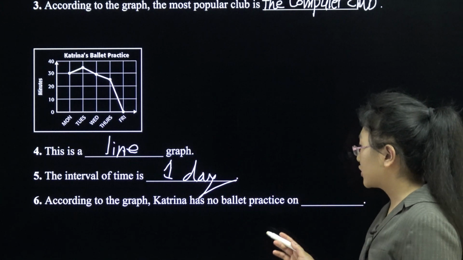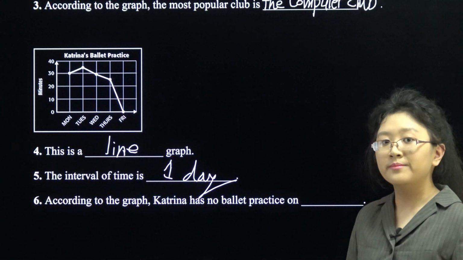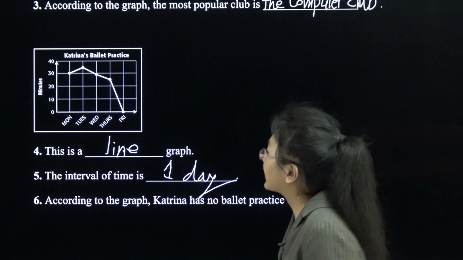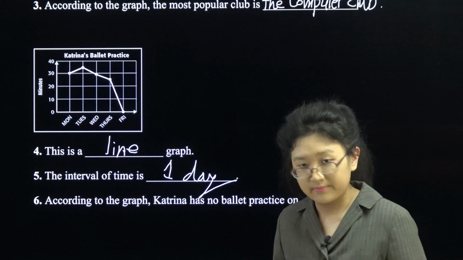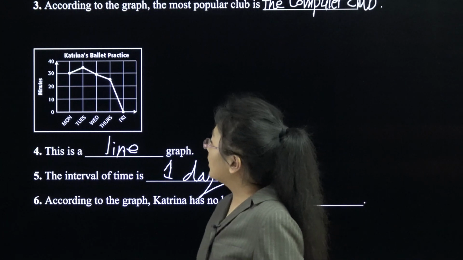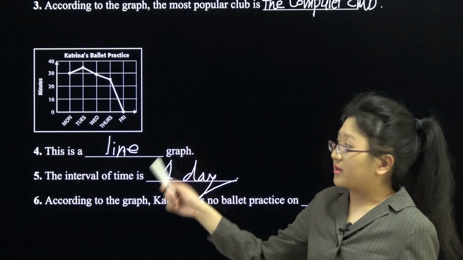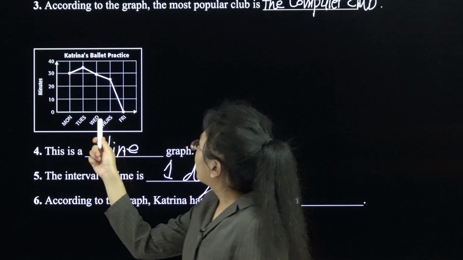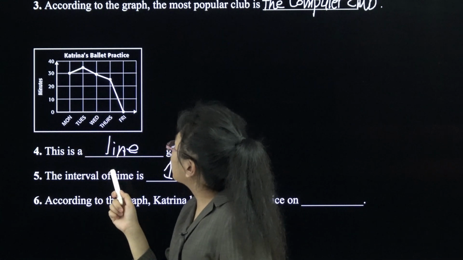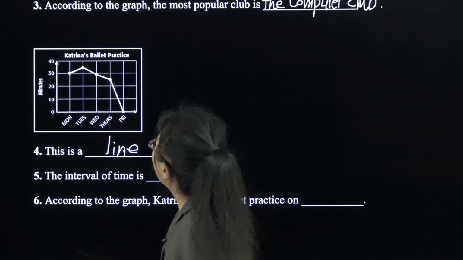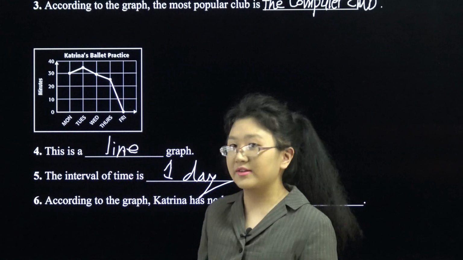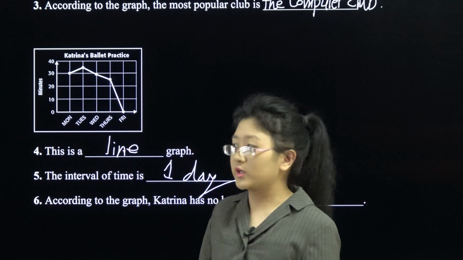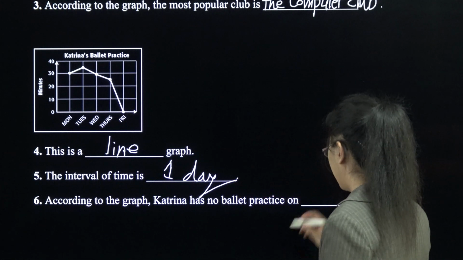According to the graph, Katrina has no ballet practice on... So if you have no ballet practice, you're obviously going to be practicing for 0 minutes. Now, which one of these is 0? Well, Monday is 30, Tuesday is somewhere between 30 and 40, Wednesday is a little under 30, Thursday is around 25, and Friday is 0. Therefore, Katrina has no ballet practice on Friday.